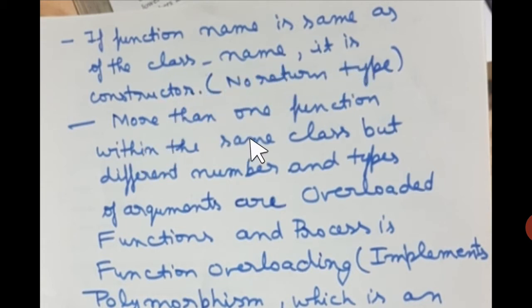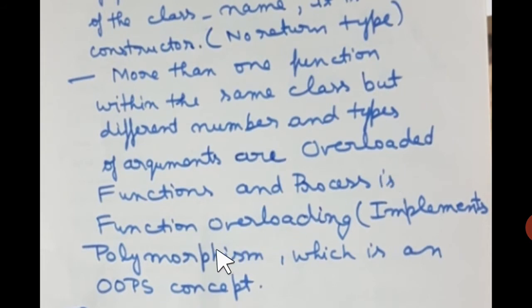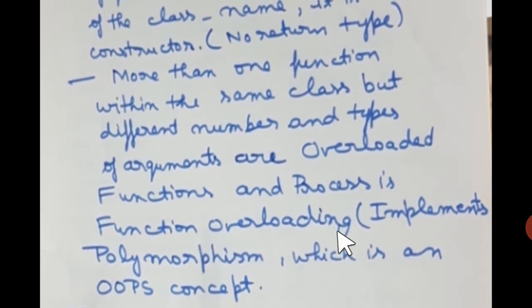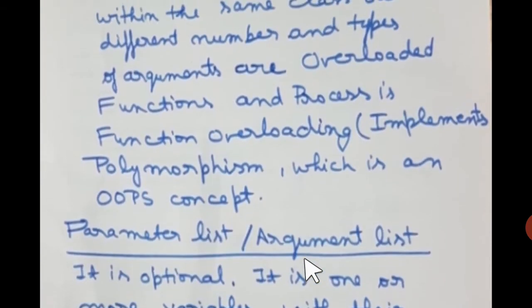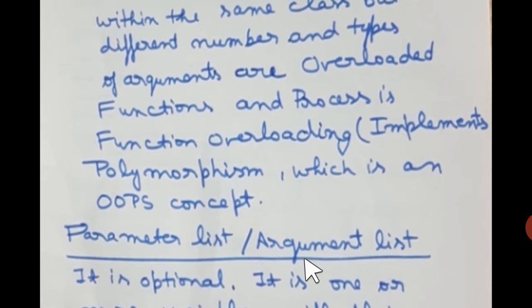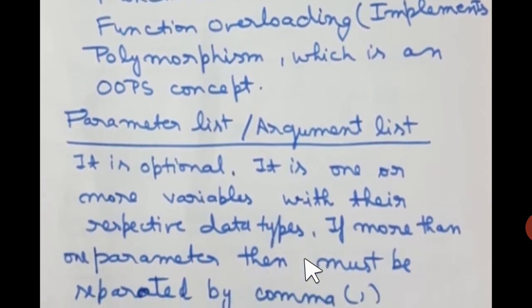Second is more than one function within the same class. Yes, it is possible, but different number and type of arguments or parameters, then only it is possible. So more than one function within the same class, but different number and type of arguments are called overloaded functions, and the process is function overloading. And this implements the concept of polymorphism, which is an OOPS concept. So right now you focus upon functions, but I have just given you a short detail of all these things.